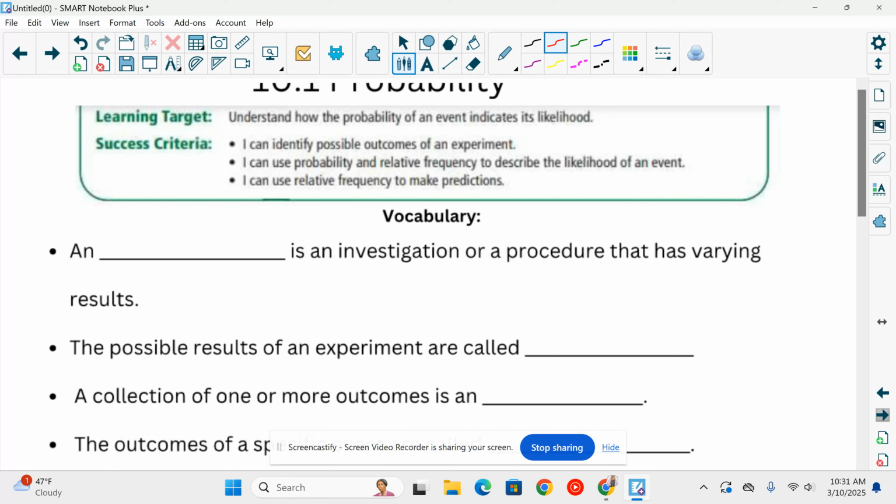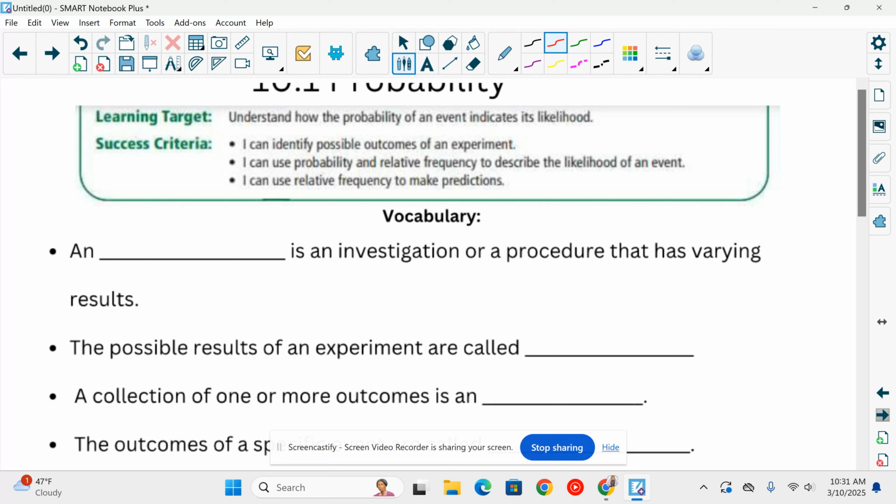Okay, so we're going to be talking about probability, and there's a lot of vocabulary that goes with probability. As we write these down, you might want to highlight them with your highlighters, so that you know, oh, this is vocabulary. This is important. All right.